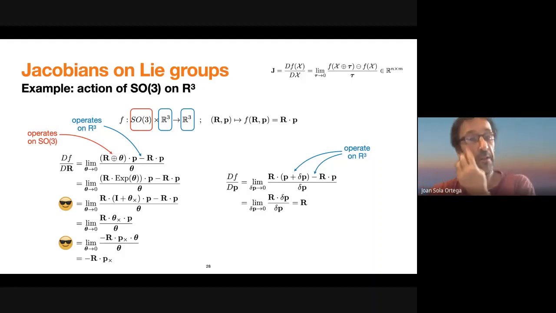Okay? So now we are able to compute Jacobians on groups, and these Jacobians relate tangent spaces, okay, from the departure space of the function f to the arrival space, but always the tangent spaces. So this is a true Jacobian matrix.